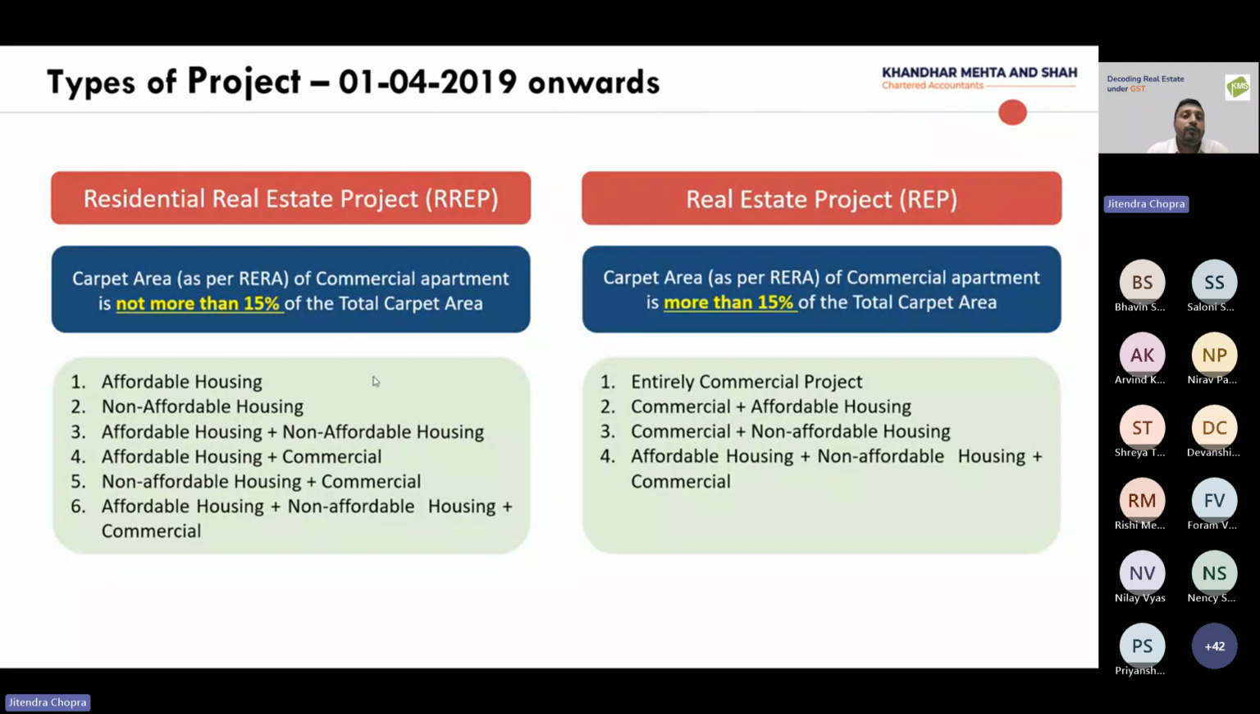Now from April 2019, the classification of projects becomes very important. The most critical distinction is RREP versus REP. So what is RREP? Residential real estate projects where commercial carpet area does not exceed 15%. Why is this distinction important? Because the GST rate changes, ITC eligibility changes, and TDR implication also changes. One practical mistake seen during audits is that developers calculate 15% based on value. That is incorrect. The law refers to carpet area. Always verify carpet area for the distinction of REP and RREP.